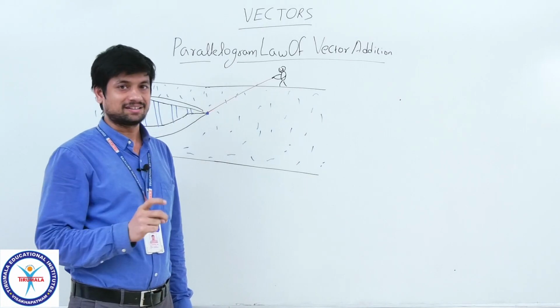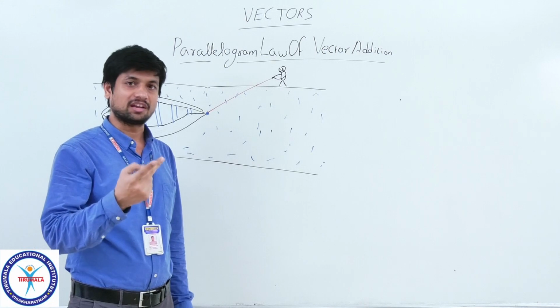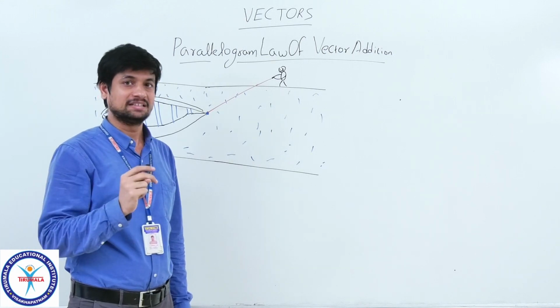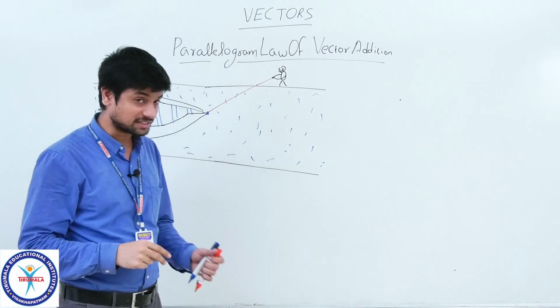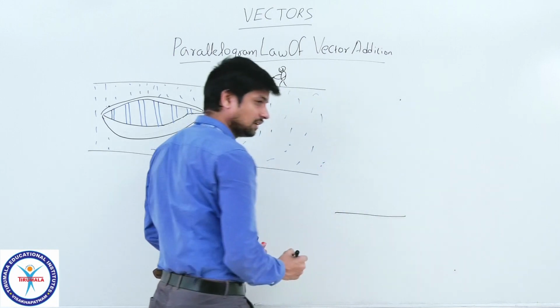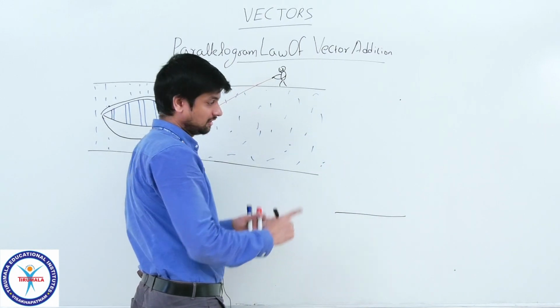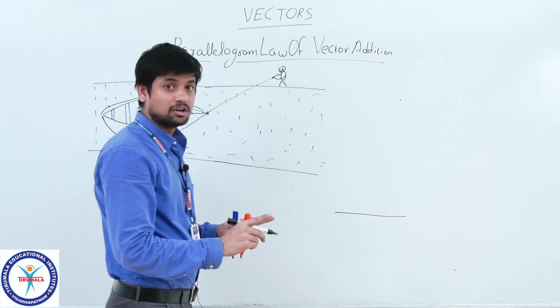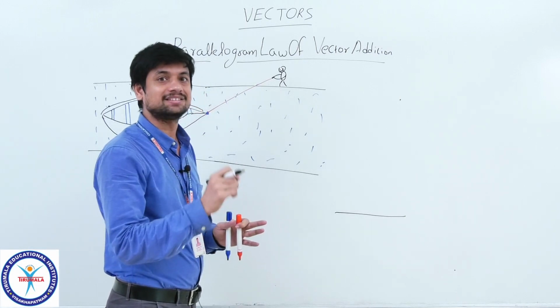Now, in the same way as the triangular law of vector addition, two vectors can form the sides of a parallelogram. Parallelogram means four sides. It is a quadrilateral. Opposite sides are equal and parallel, and the angle need not be 90.